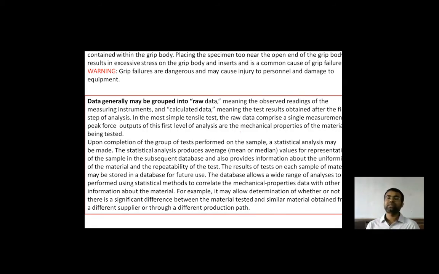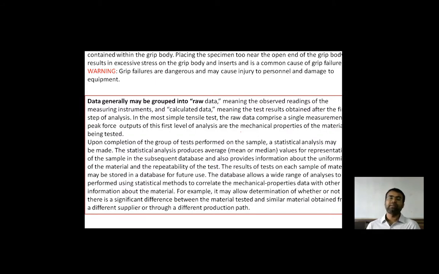The result of the test on each specimen of the material may be stored in the database for future use. It is used for reference, so that next time, whether another material or the same material comes for the test, it can be compared against that data. So it is required that we take care of these things. The database allows a wide range of analyses to be performed using statistical methods to correlate the mechanical property data with other information about the material.